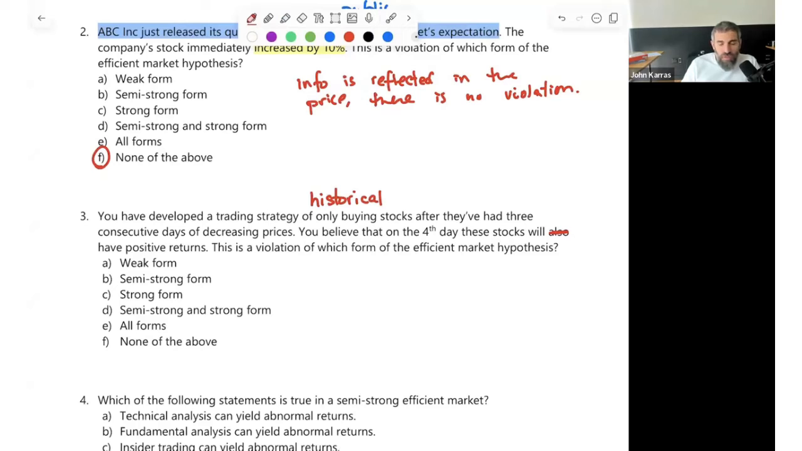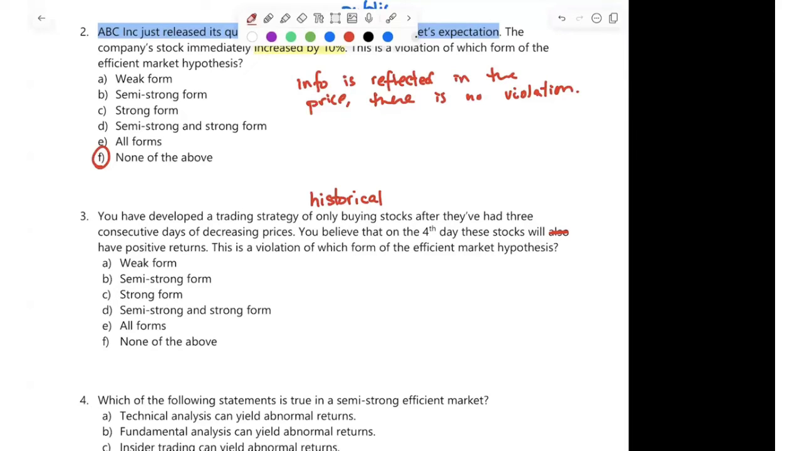And this is the harder one. Is that information reflected in the price? Has the price reacted to the information? So the true question is, is it reflected in the price? What do you think? I don't think so. Why are you saying that?